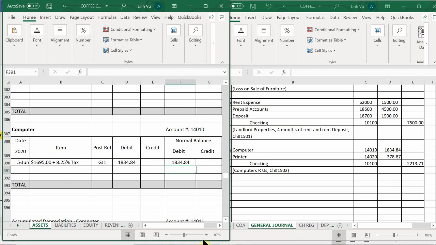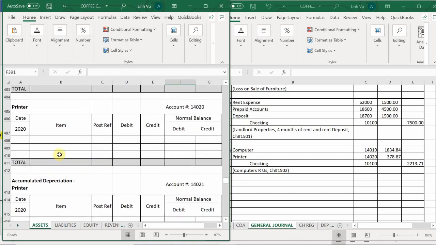But because I bought it from the store, I am subject to pay sales tax. Same thing if I were to buy it online, right? They're going to charge me tax and they're going to charge me shipping on top of that. But in this case, I went to the store and bought it myself. So there you go, for 1834.84.